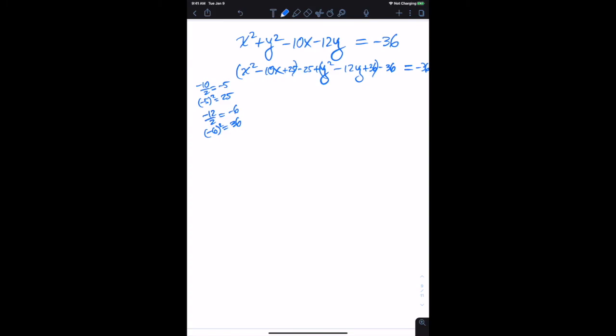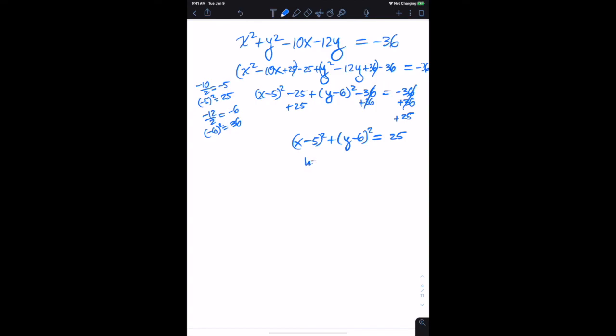So we can write them as the completed squares that they are. This is x minus 5 squared minus 25 plus y minus 6 squared minus 36. And that's all equal to negative 36. If I add 36, that goes to 0 over here and goes away over here, and add 25. Now I have 25 is equal to x minus 5 squared plus y minus 6 squared. So we have a circle. It's located where h is equal to 5 and k is equal to 6, and the radius is equal to 5 because the square root of 25 is 5. Our center is located at 5, 6, and our radius is 5.